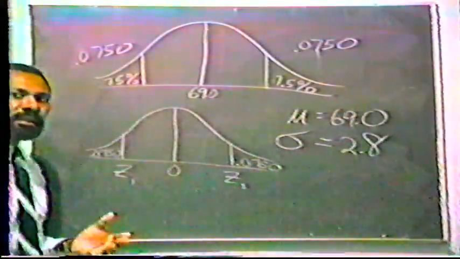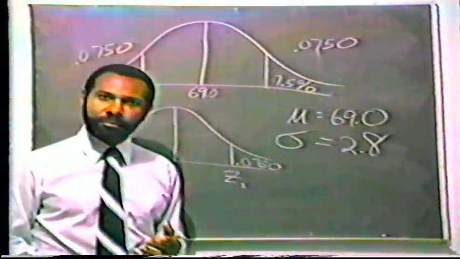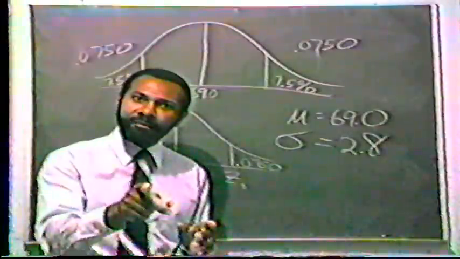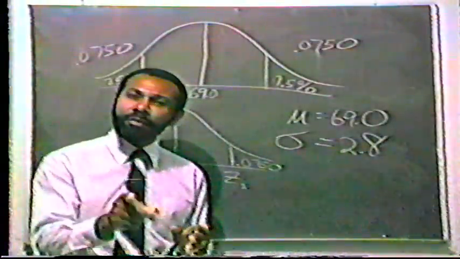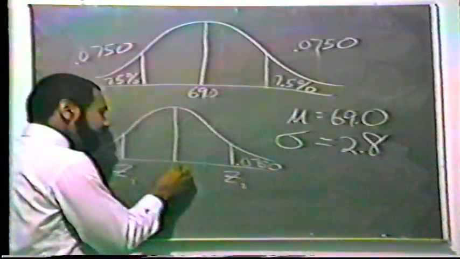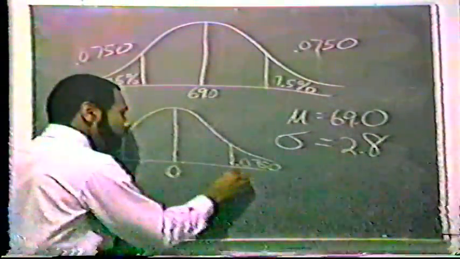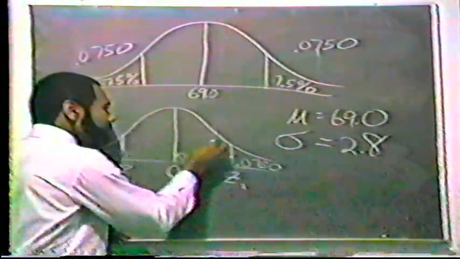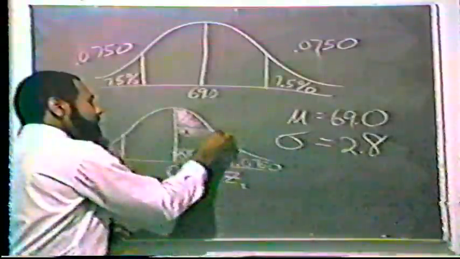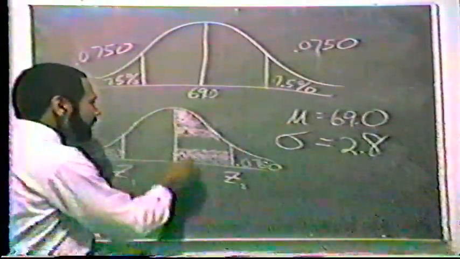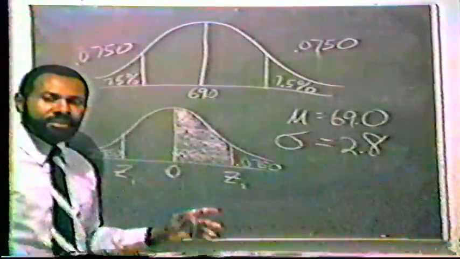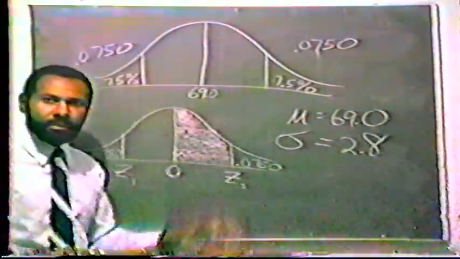Now, if you look at table A-2, table A-2 will give you the z-score if and only if you know the probability between the mean and the z-score. You have to know this probability in here in order to use that table to find the z-score. And you need the z-score to find the raw score, to use the formula to find the raw score.